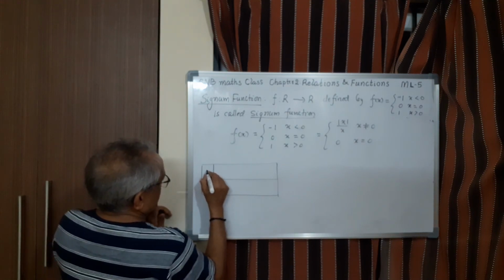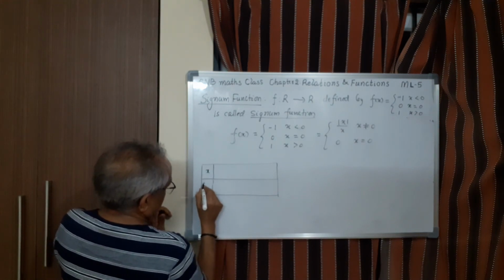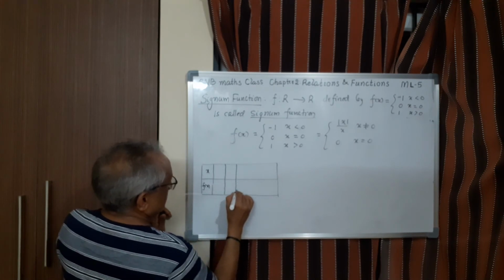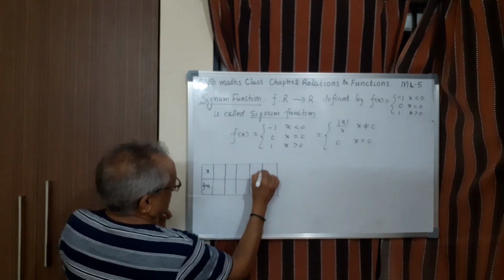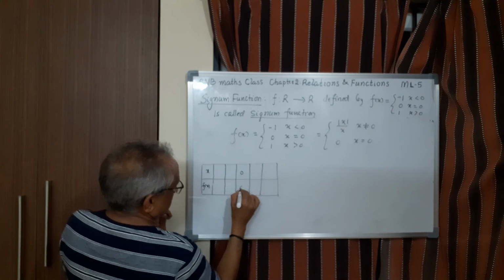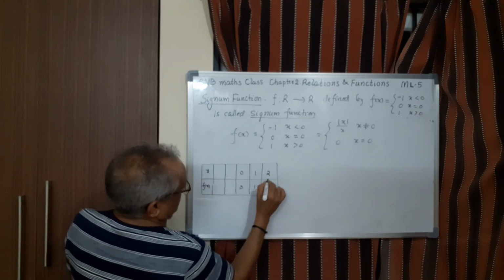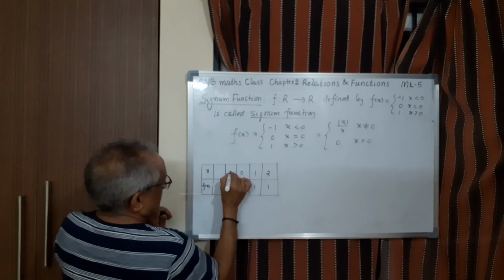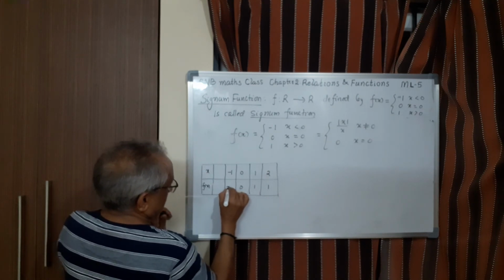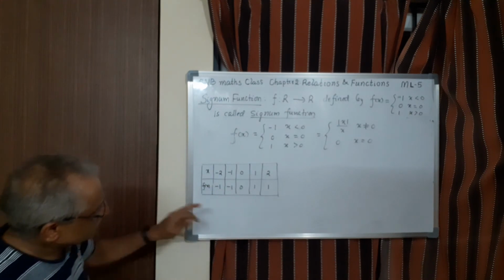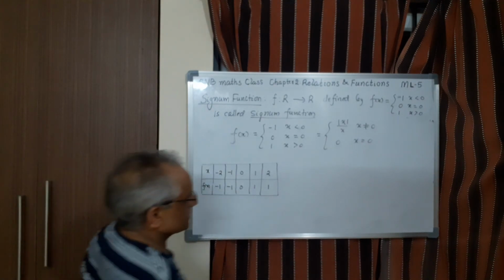So this is x, this is f of x. So let us take a few negative values and a few positive values. Say this is 0, this is 0, 1 it is 1, and 2 also it is 1 only. Then minus 1 it is minus 1, minus 2 also it is minus 1 only. So now with the help of these points, let us draw the graph.